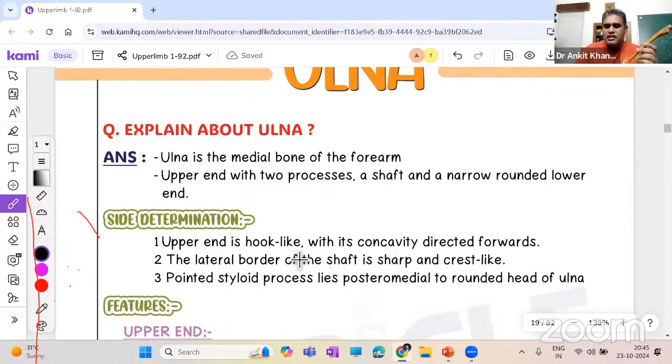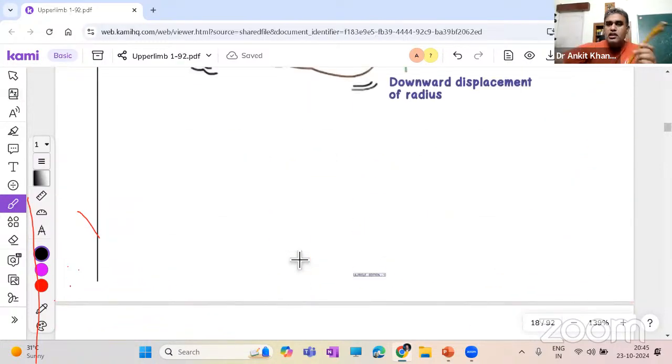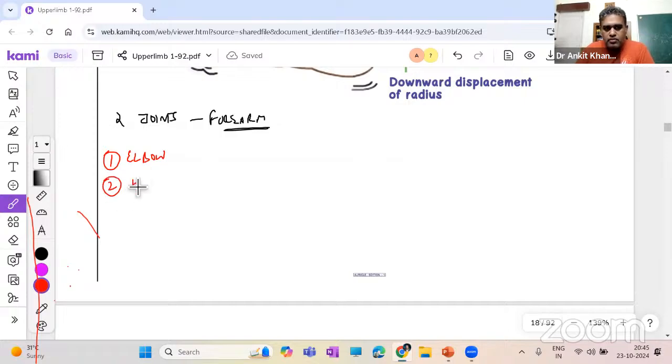And therefore, let me make a statement over here that there are 2 joints. How many joints? There are 2 joints which are related to the forearm. What are those 2 joints? Very simple. The upper part of the forearm is forming the elbow joint. And the lower part of the forearm forms the wrist joint.